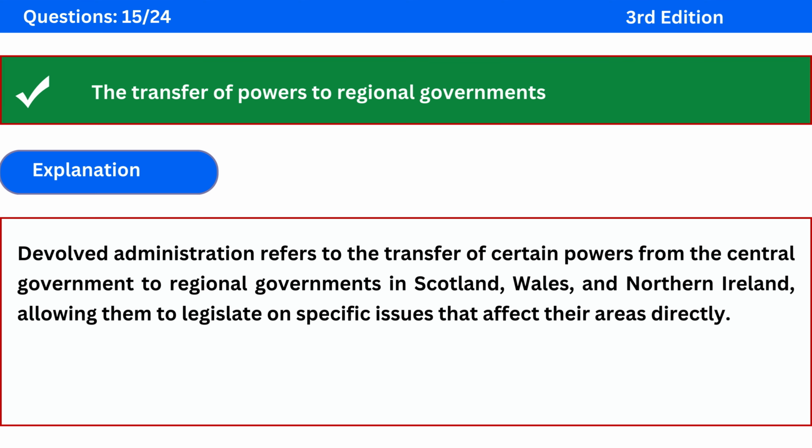The correct answer is the transfer of powers to regional governments. Explanation: devolved administration refers to the transfer of certain powers from the central government to regional governments in Scotland, Wales, and Northern Ireland, allowing them to legislate on specific issues that affect their areas directly.